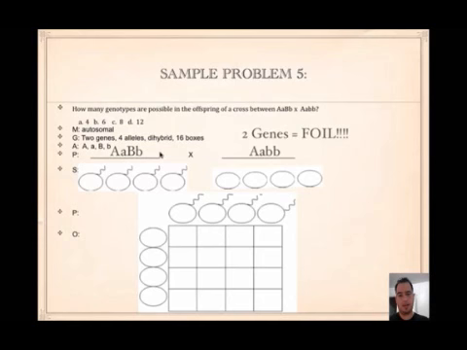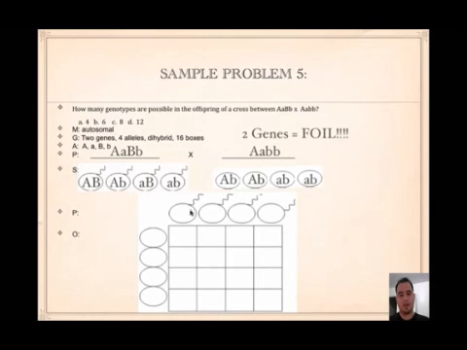That's easy. And then this time, because there's two genes, we don't just segregate. We have to do FOIL because of the law of independent assortment. So we go ahead. We know how to do that. Big A, big B, big A, little b, little a, big B, little a, little b. Do FOIL over here for this parent.